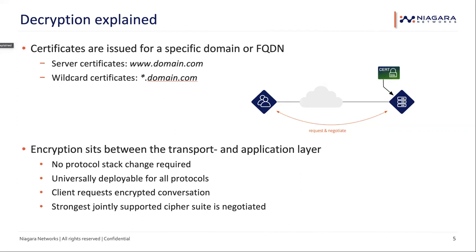When a client requests an encrypted connection to the server, it sends a list of encryption methods, or cipher suites as they're called, to the server, saying, hey, listen, these are the cipher suites that I support. The server responds with a list of ciphers, saying, okay, these are the ones that I support. Let's do the negotiation, and we negotiate the highest level of security that both support.